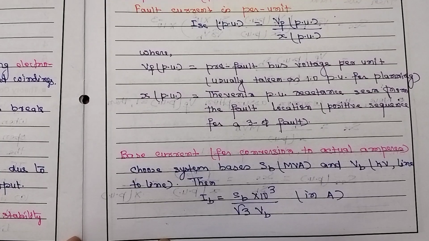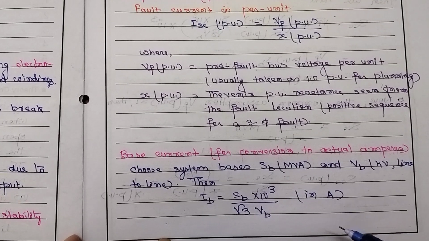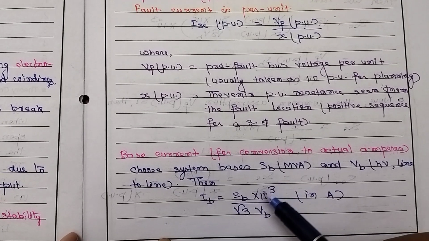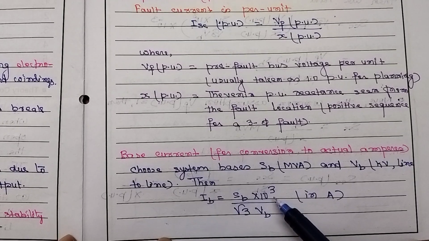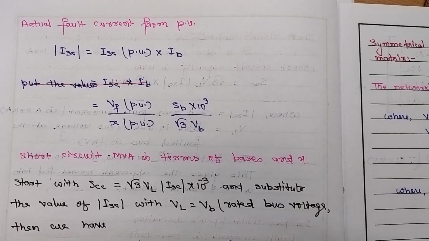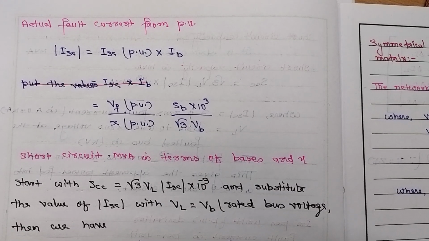If you want to write in kiloampere, we have to remove the 10 power 3. So simply IB is equal to SB by root 3 of VB in kiloampere. So convert the per unit current to the actual current. ISC will be equal to ISC per unit into IB.